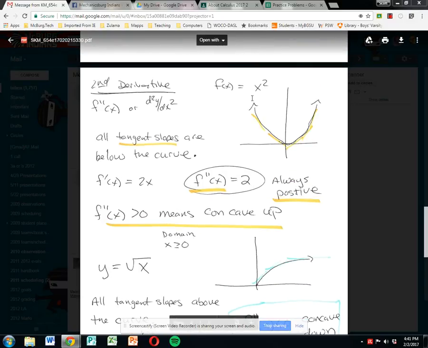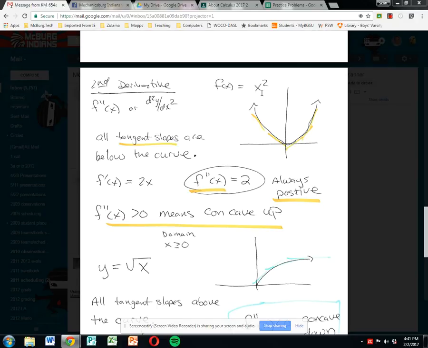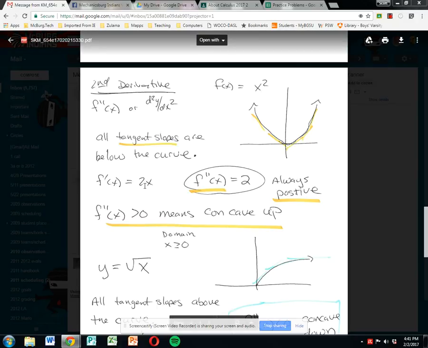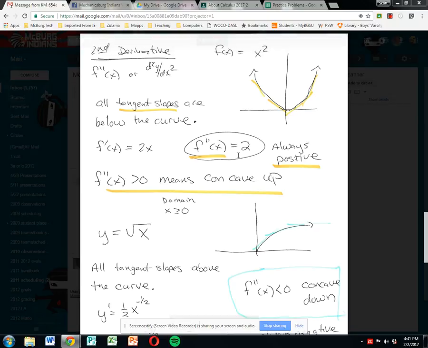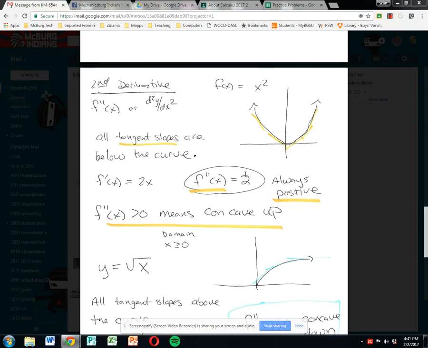Notice I'm dealing with a parabola here, and of any parabola, x squared, for example, if I take the first derivative, it's 2x, and if I take the second derivative, it's just the constant 2. Constant 2, always positive. You will see that always positive means upward turning, in this case, concave up.